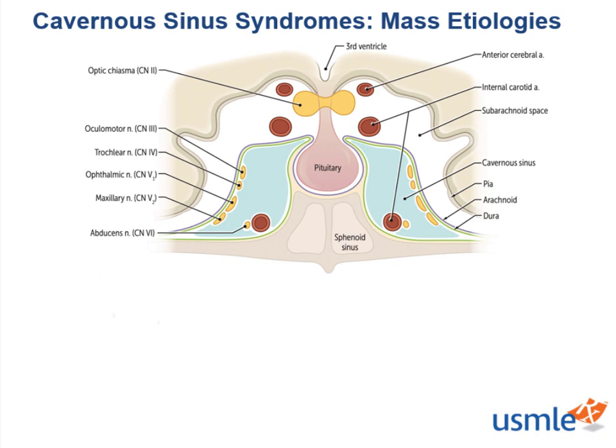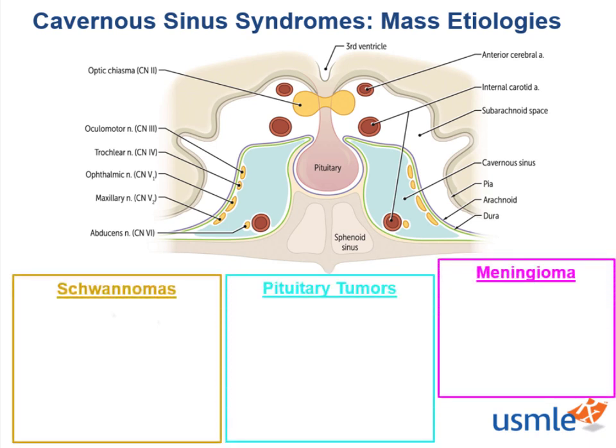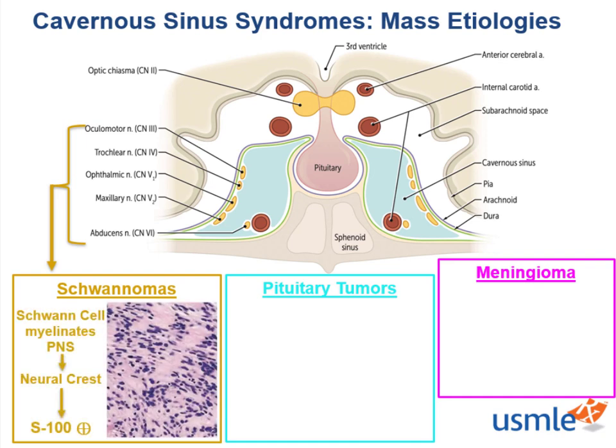In terms of mass etiologies, there are 3 broad categories. First, the cranial nerves of the cavernous sinus are located in the peripheral nervous system, so they are myelinated by Schwann cells. This means that any of them can develop a schwannoma. Since Schwann cells are of neural crest origin, they are positive for S100. Their pathological description is dense, with a biphasic appearance. The first phase is hypercellular, with areas of spindle cells, along with a second phase that is hypocellular with myxoid areas. This is what is meant by a biphasic or two-phase appearing tumor.